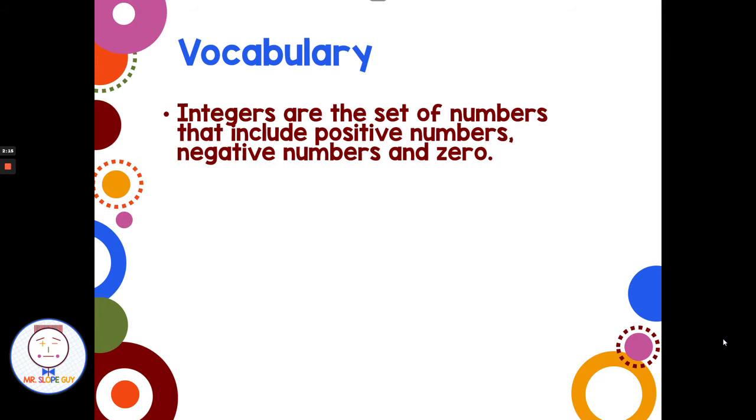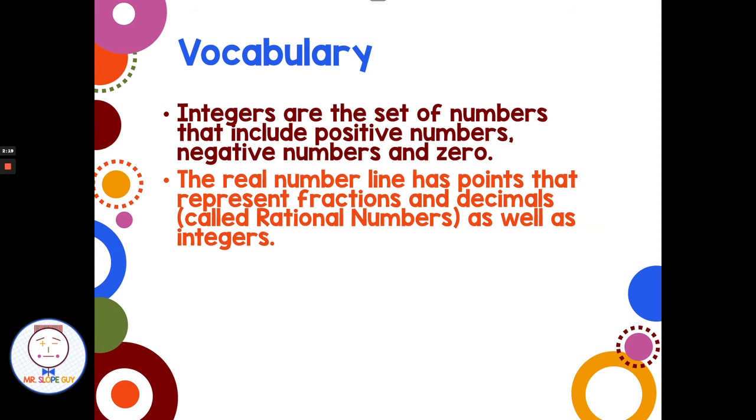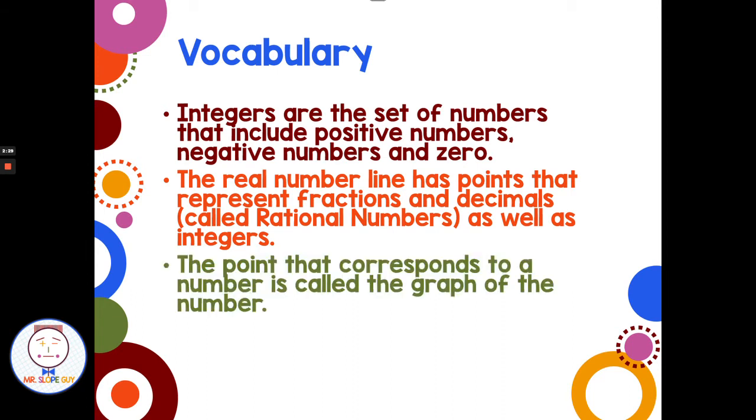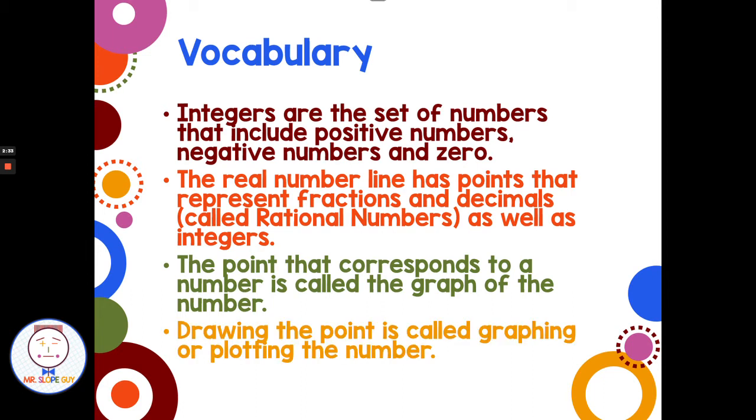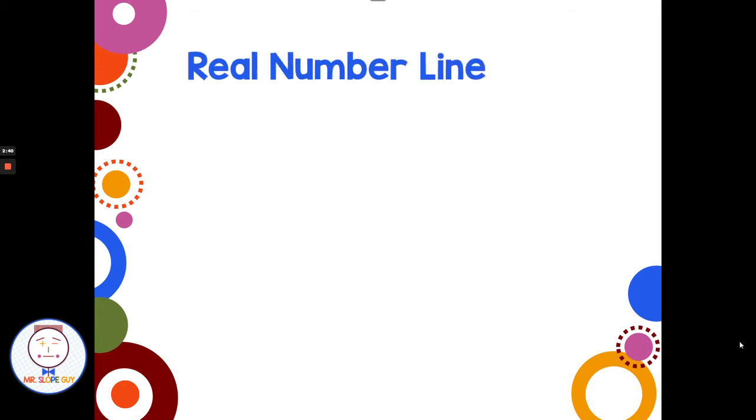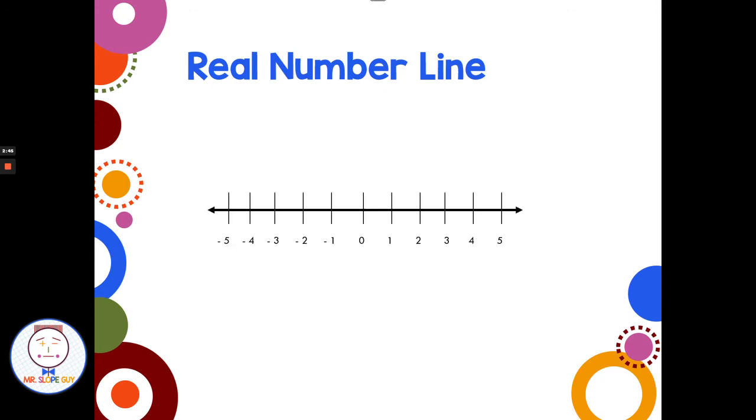So integers are the set of numbers that are positive numbers, negative numbers, and 0. The real number line has points that represent fractions and decimals, called rational numbers, as well as integers. The point that corresponds to a number is called the graph of the number. Drawing the point is called graphing or plotting the number. So the real number line does have all those fractions and decimals in between each of those numbers, what we call rational numbers.